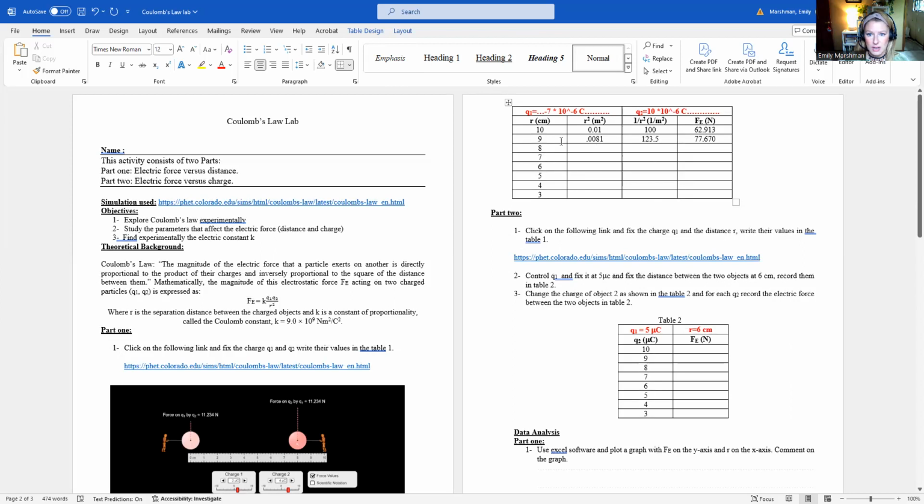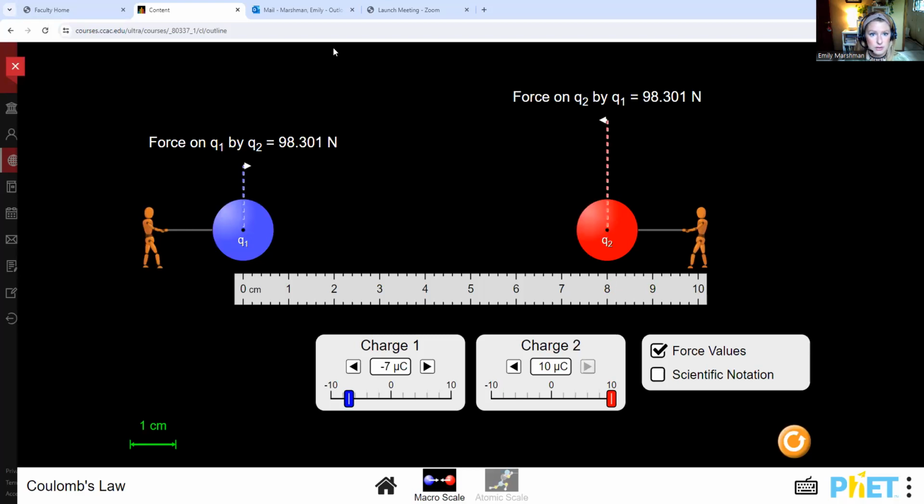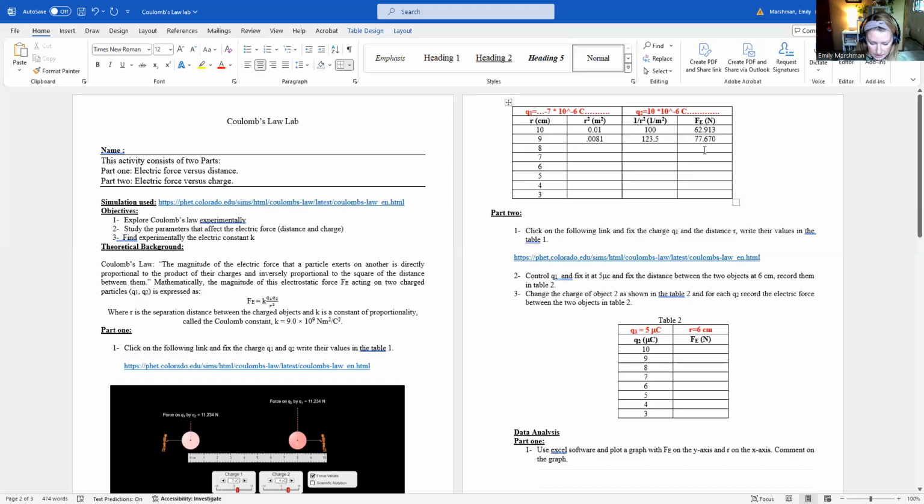All right, let's try one more. Let's go 8 centimeters. Now the force is 98.301. R squared will be 0.0064 meters squared, and then I take 1 over that, 156.25. Notice that as I decreased the distance between them, the force was going up, which is what we would expect. I will let you fill in the rest of the table based upon your own data.